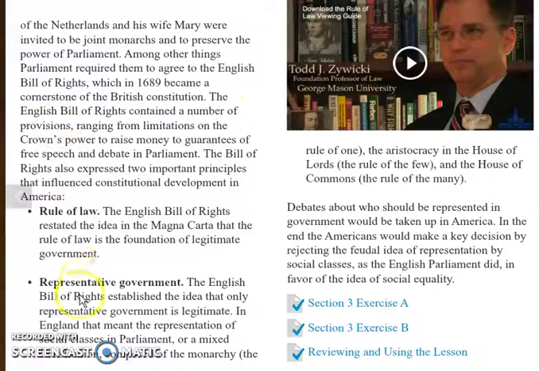right here. And notice that these are 2 bullet points that your notes should mirror in terms of pulling out 2 important principles that influence constitutional development in America from the English Bill of Rights. And that's rule of law, which we've kind of talked about before, and representative government. So hopefully you've already taken a second to read through this page, and maybe even watch the video, in order to take note of this particular page with the English Bill of Rights, Rule of Law, and Representative Government.